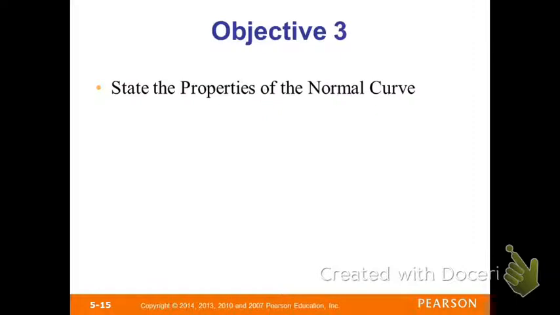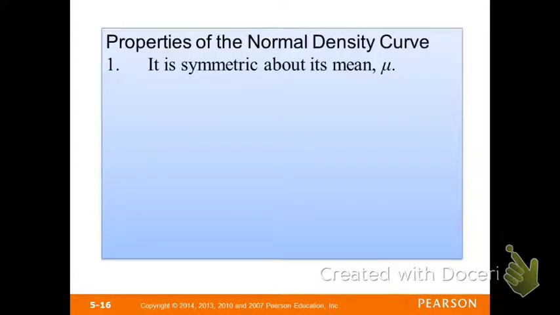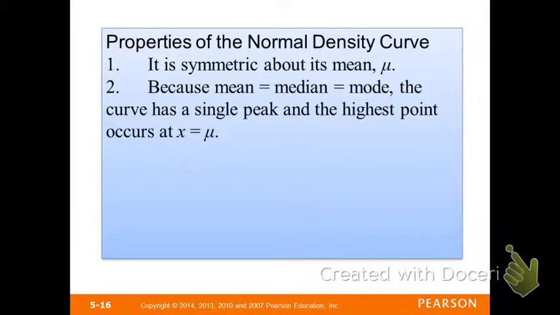Now, here are the properties of the normal curve, and we've talked about all these up to this point, but let's look at them. It's symmetric about the mean, right? It has a symmetrical shape, and that's true of our histograms and graphs of distributions as well. They'll have symmetry around the mean. And because the mean is equal to the median is equal to the mode, the curve has a single peak, and the highest point occurs at x equals mu, which is our mean.